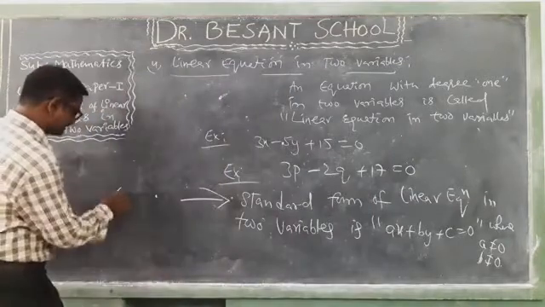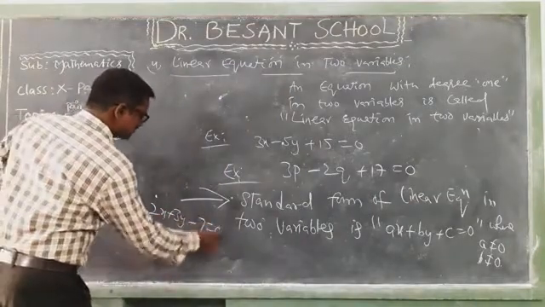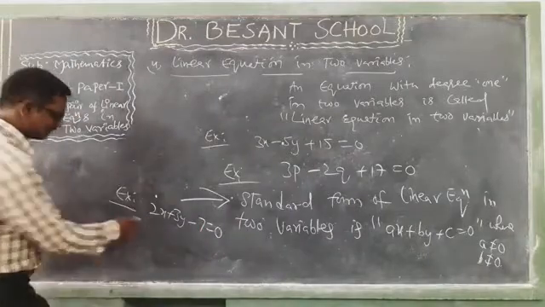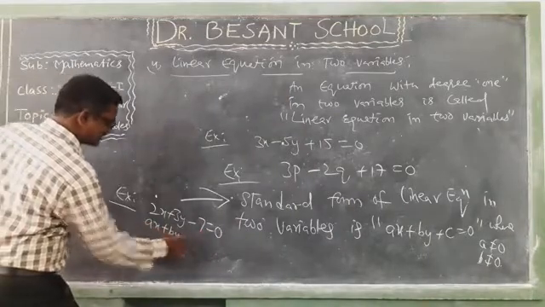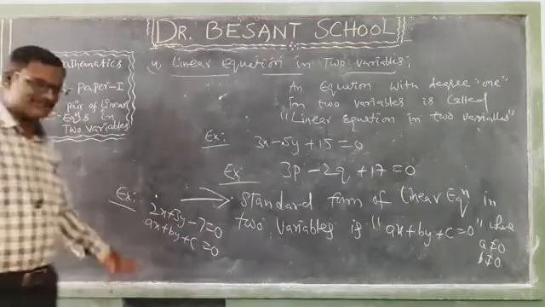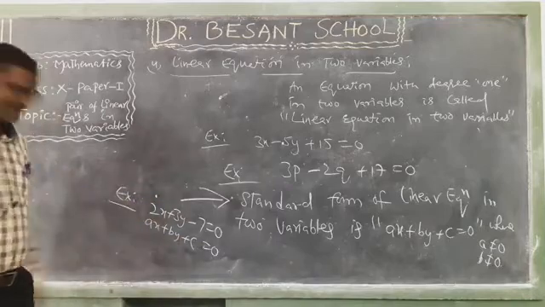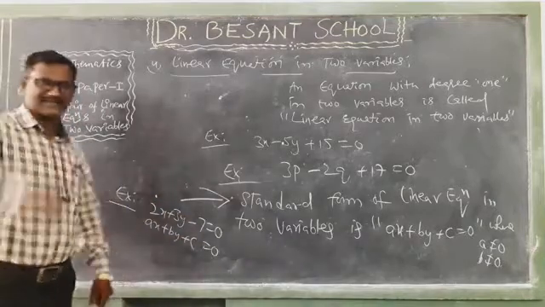For example, see this one: 2x plus 3y minus 7 equals 0. It is of the form ax plus by plus c equals 0. This is the standard form of a linear equation in two variables. What is the a value? 2. What is the b value? 3. What is the c value? Minus 7.